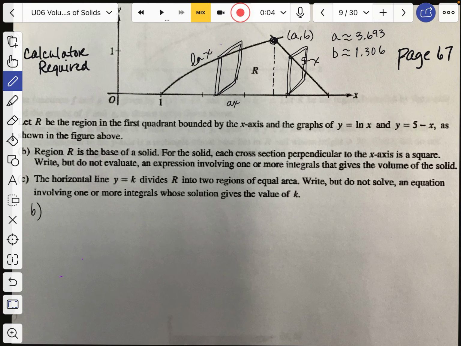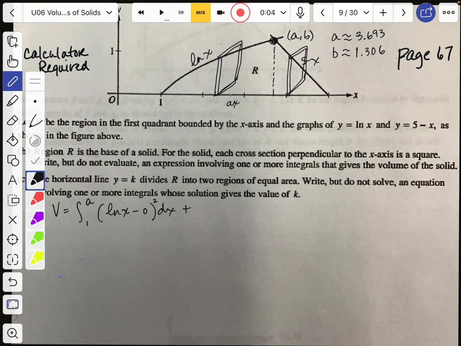All right, let's write our equation. For part B, the volume is going to be the integral from 1 to A, and our side is created by the natural log function on top minus the x-axis on bottom, dx. Remember, it's top minus bottom. And then we're going to add to that, side squared, I almost forgot. Don't forget it's side squared. The length of the side, squared, is the area times dx. If you leave off that squared, you're not calculating volume.